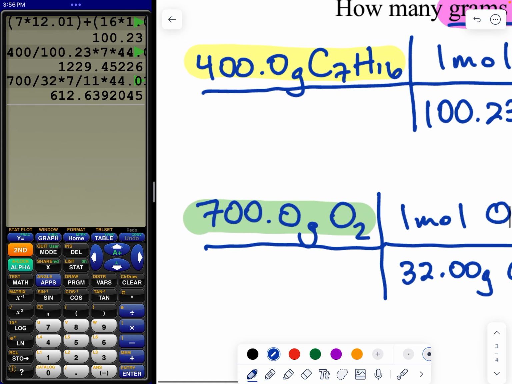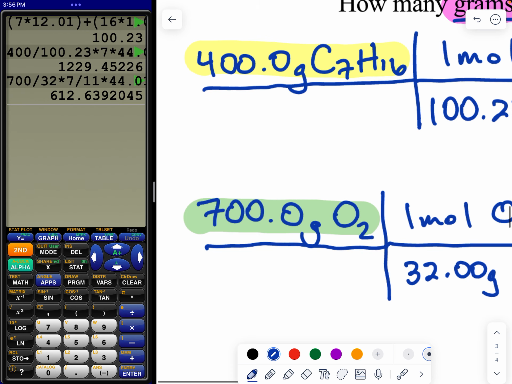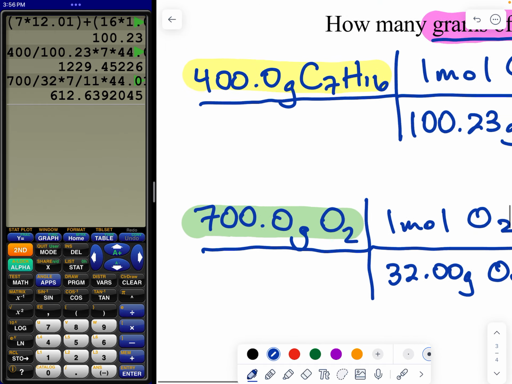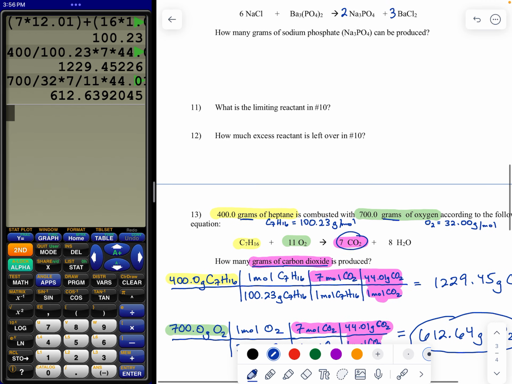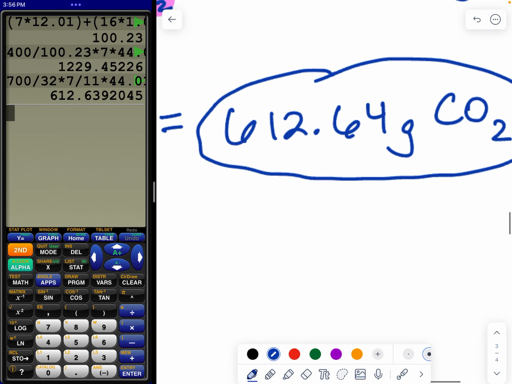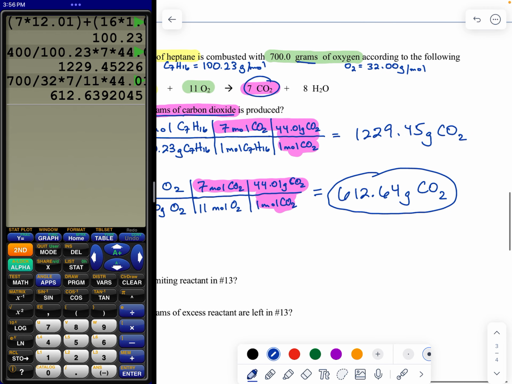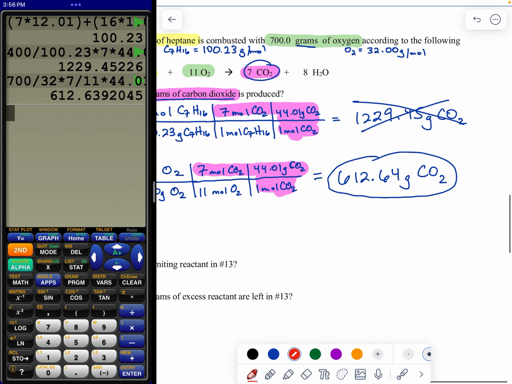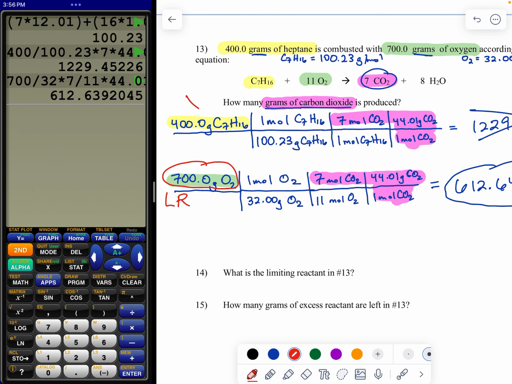What that tells us is that based on these two starting values, we are limited to the amount of product that we can make, because one of them is going to run out first. And look, it's not always the one that we start off with less of, right? We started with less heptane, but we ended up seeing that the oxygen actually produced the least amount. So the oxygen produces the least amount. That means that our oxygen is the limiting reactant. It limited the amount of product that we could make, which means that this is our excess reactant, our heptane.